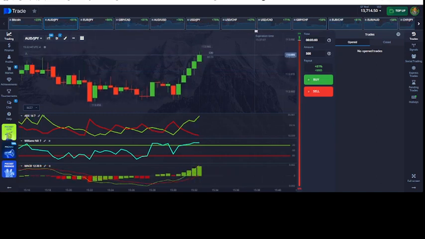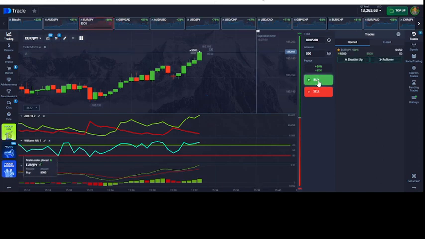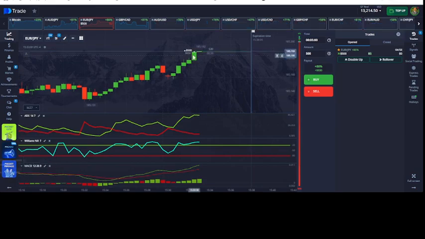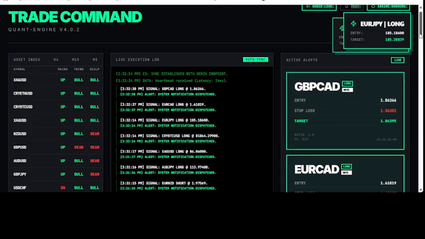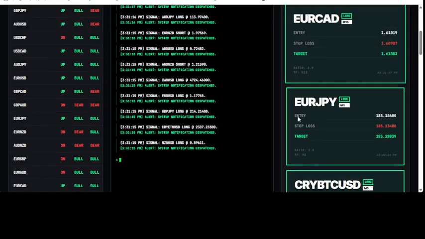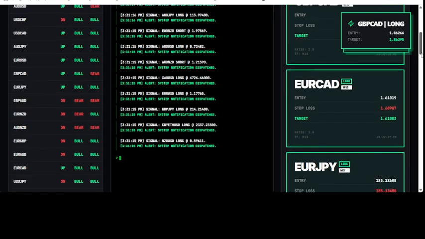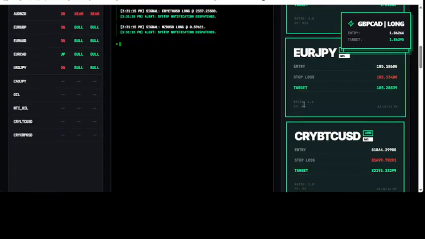Okay, so I just got a Euro JPY long trade. So let's go ahead and go to Euro JPY and take a buy trade here. All right, so I just took the buy trade on the Euro JPY. And let me show you the corresponding signal here. Euro JPY long here. The trades are coming in pretty quickly. All right, here it is, Euro JPY at 3:32.